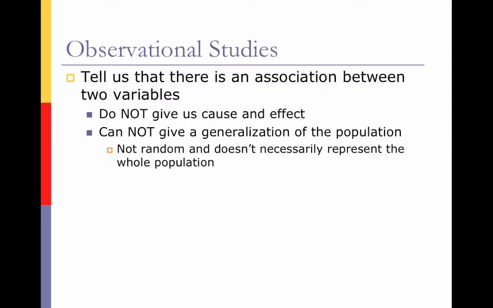Observational studies tell us if there is an association between two variables. That's it, just if there's an association. They cannot give us cause and effect, and they cannot give a generalization of the population. It's not random, and it doesn't necessarily represent the whole population if it's not random, because you are picking who you are looking at. It's a very narrow association between the variables that it can give you. And once again, it cannot give you a cause and effect relationship.